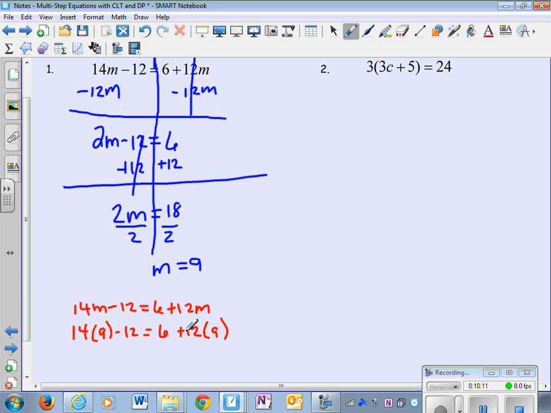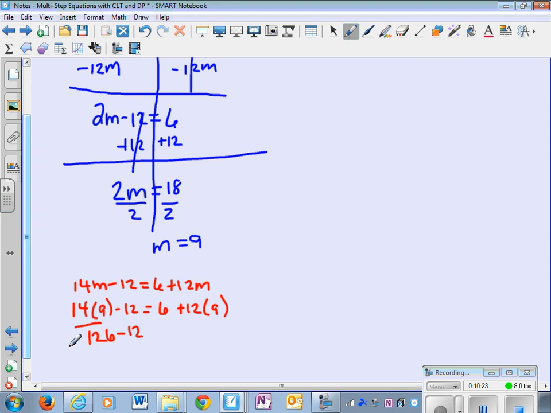Now you're going to use order of operations to simplify both sides. So I would multiply 14 by 9 first and get 126, and then subtract 12 to get 114. So the left-hand side is going to simplify to be 114. The right side, I'm going to use my order of operations and do the multiplication first, which is 108. 12 times 9 is 108. And then 108 plus 6 is 114. So that is the correct answer.